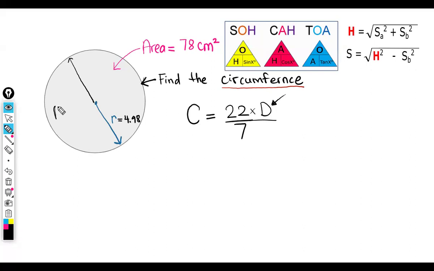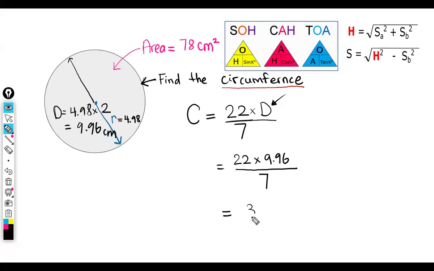So to find the diameter, we just have to take the 4.98 and multiply it by 2, because the diameter is twice the radius. 4.98 multiplied by 2. Anybody got 9.96 for the diameter? If so, just throw it into the formula now. 22 multiplied by 9.96 divided by 7. Type it in on your calculator, and that's it.